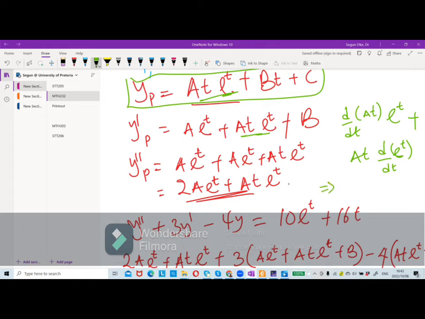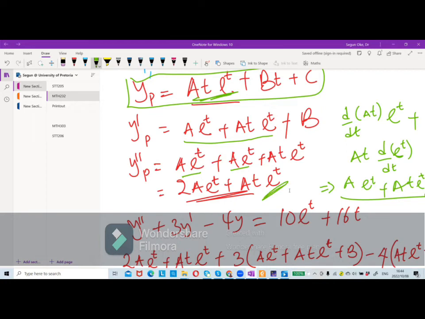Which implies that at means a exponential t, plus, when I hold this one constant and differentiate this one, I have at exponential t. So at the end of the day, we have this for this particular aspect. Then when you differentiate bt, you have b, and c will give us 0. Then you do the same thing for this. By the time you have this, a exponential t plus a exponential t will give us 2a exponential t plus at exponential t.